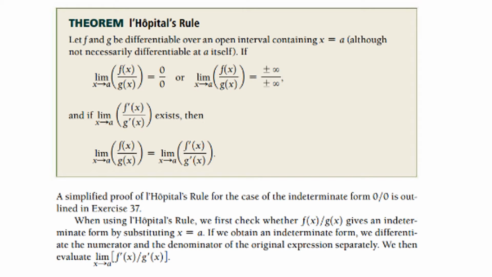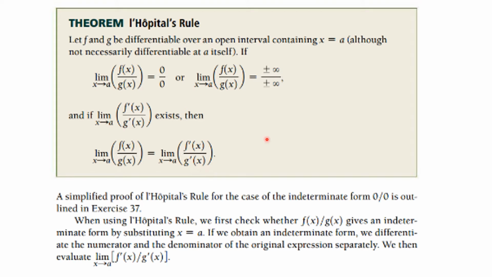And this is what L'Hopital's rule says. If f and g are differentiable over an open interval containing x equal a, although not necessarily at a itself, and if the limit as x tends to a of f of x over g of x is 0 over 0, or plus or minus infinity over plus or minus infinity, and if the limit as x tends to a of f prime of x over g prime of x exists, then the limit as x tends to a of f of x over g of x is equal to the limit as x tends to a of f prime of x over g prime of x.